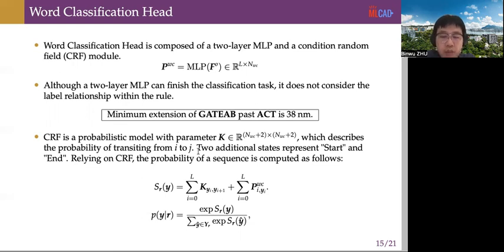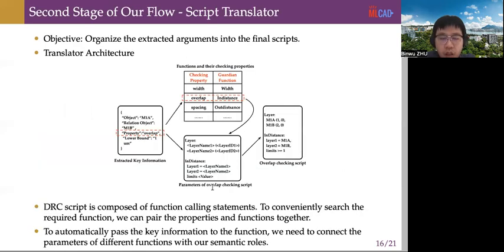To achieve this, we build a probability model, conditional random field, on top of the word classifier, whose parameters are a label transition matrix, which describes the probability of transiting from label I to label J. Relying on the CRF, the probability of sequence is computed as follows. As you can see, it combines both the probabilities predicted by MLP and CRF, which is better for prediction accuracy. Okay, that's all about the key information extractor.